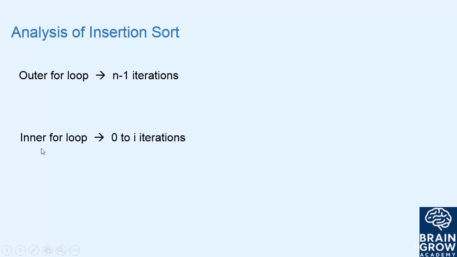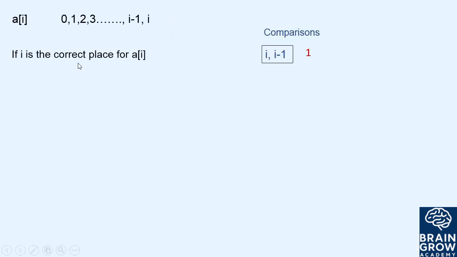In this video, we'll discuss the analysis of insertion sort. Now the outer for loop will always have n-1 iterations, and the iterations of the inner loop will depend upon the order of the data. It can have 0 to i iterations. Minimum it can have 0 iterations, and maximum it can have i iterations. In each iteration of the outer for loop, the element A[i] has to be placed in any of these i+1 locations.